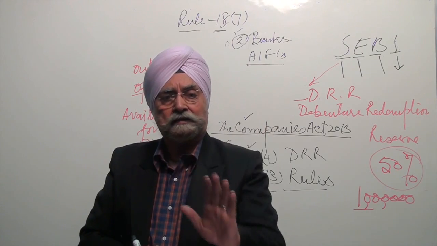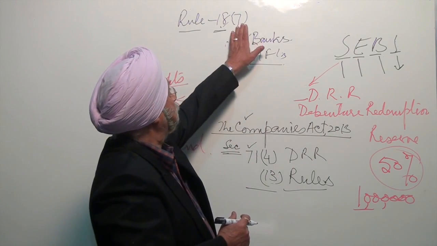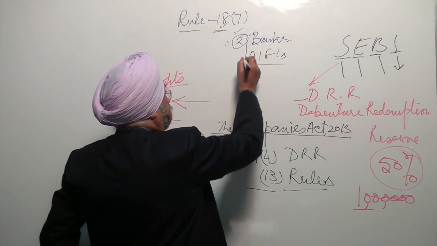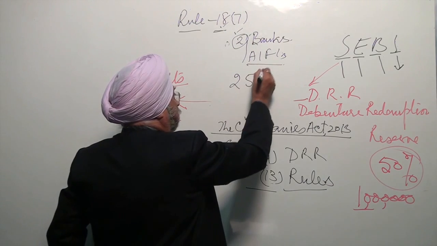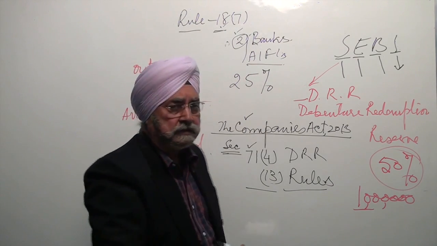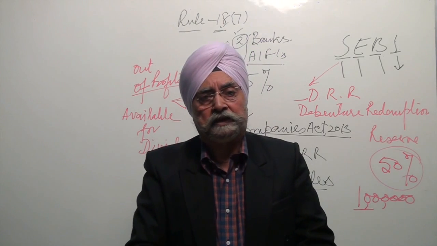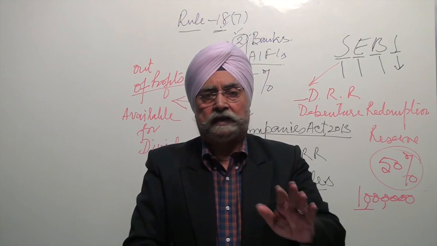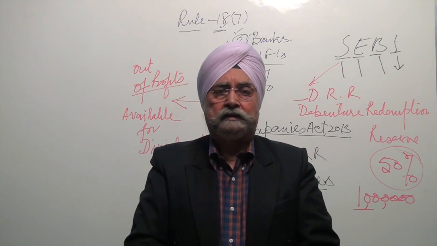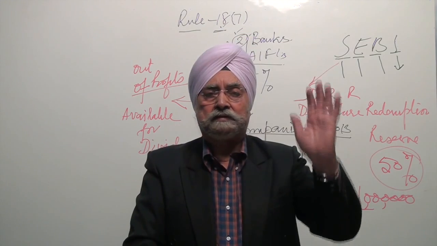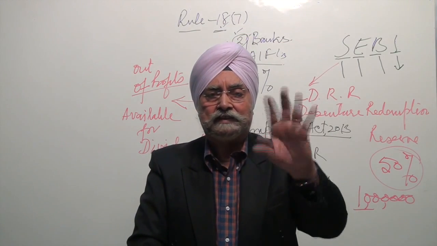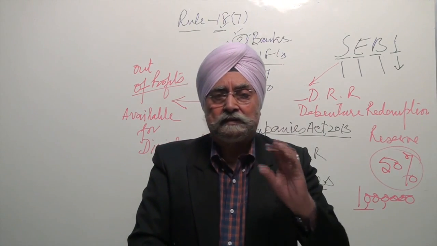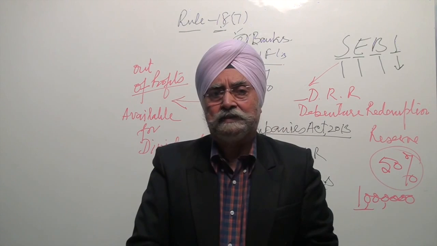But the Companies Act, Rule 18, sub-rule 7, says that all other companies will be minimum 25% of the amount to be redeemed. It must be kept in the DRR. It is not as strict as 50%, but more than this is allowed. 40 is allowed, 50 is allowed, 70, 80, 100% is allowed. This is the minimum. This discloses the intention of the government.